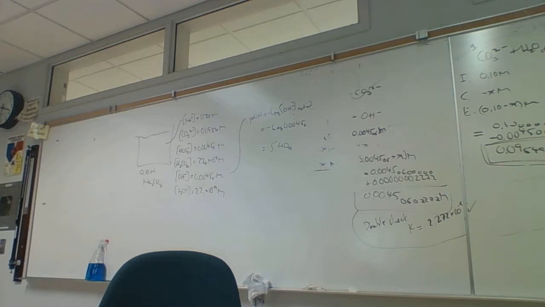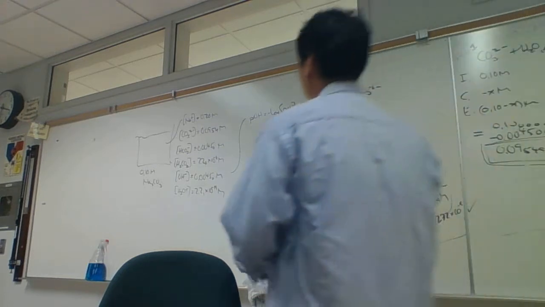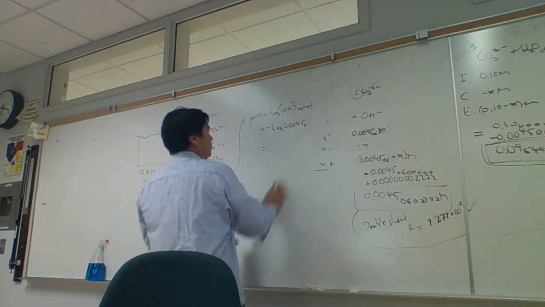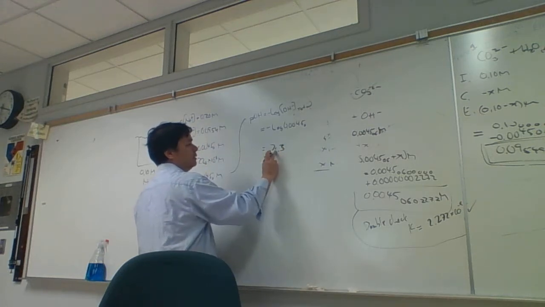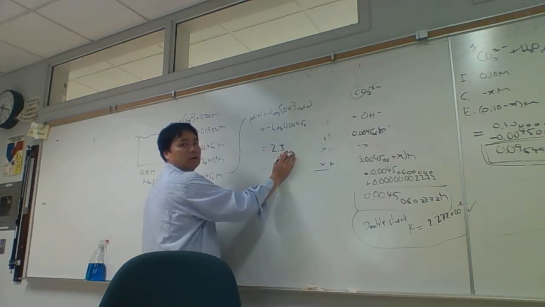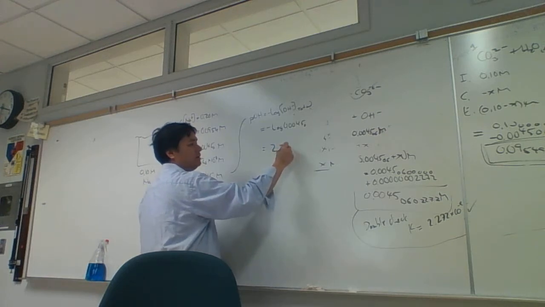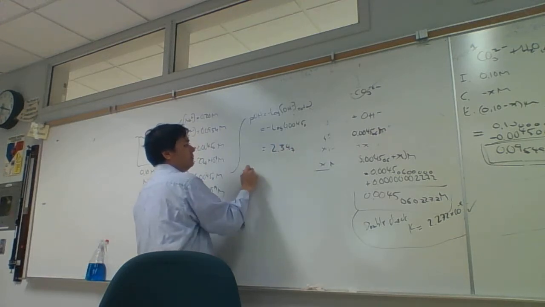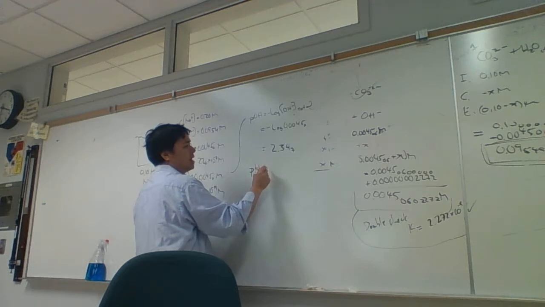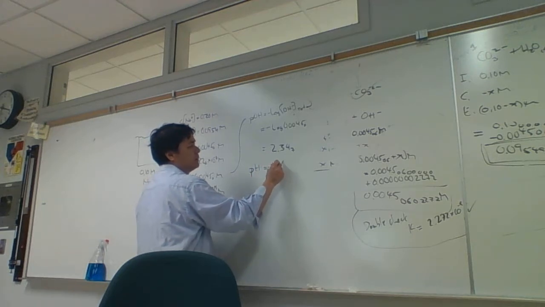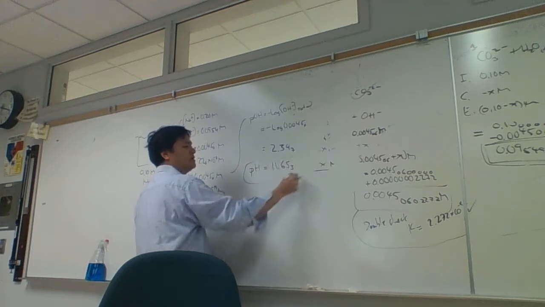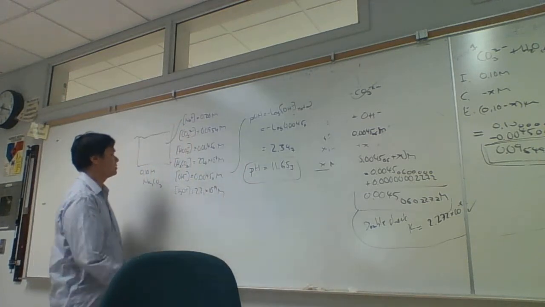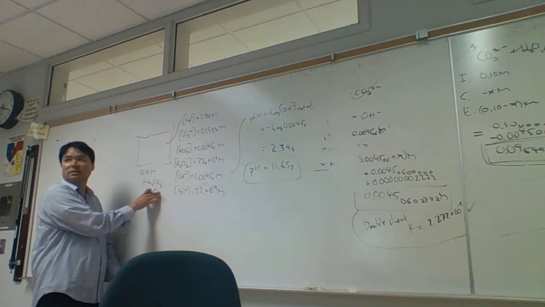2.3. 2.3, give me a couple more digits. 2.347? All right. And therefore the pH is 14 minus that, and so the pH is going to be 11.653. The pH is fairly high, meaning that sodium carbonate is a fairly basic solution.